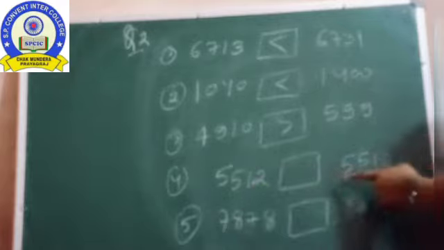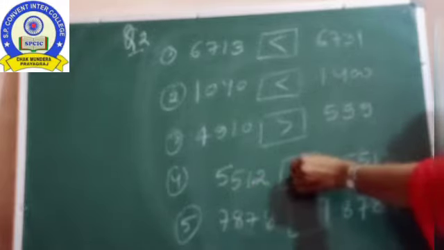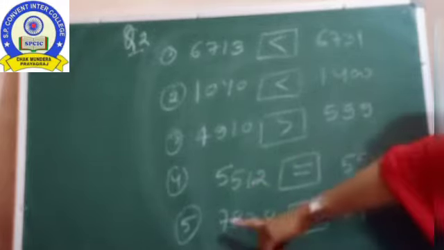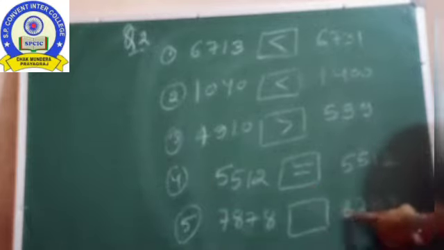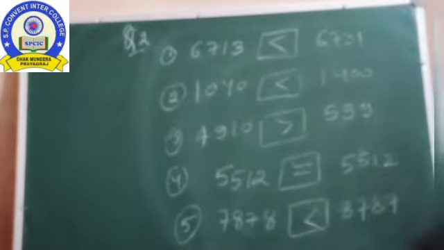And 5512 and 5512. It is equal. Then it is 7 and it is 8. 8 is greater than 7. Clear? Now the next question.